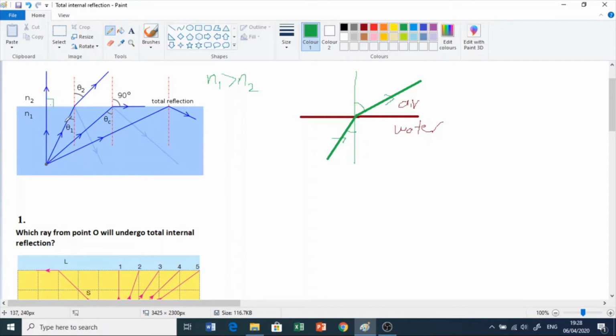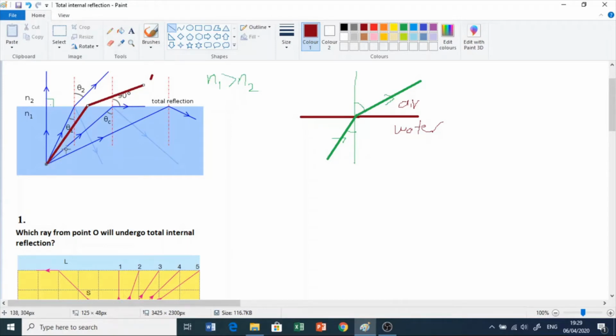Let's look at this one. As you see, this one is moving from high index of refraction to a low index of refraction, and it bends away from the normal. Let's draw another one, for example, this one. This light ray is also going to refract, but it will refract more than this one. Why? As I explained here, there is a relationship between these two angles. As you increase this angle, this also increases.